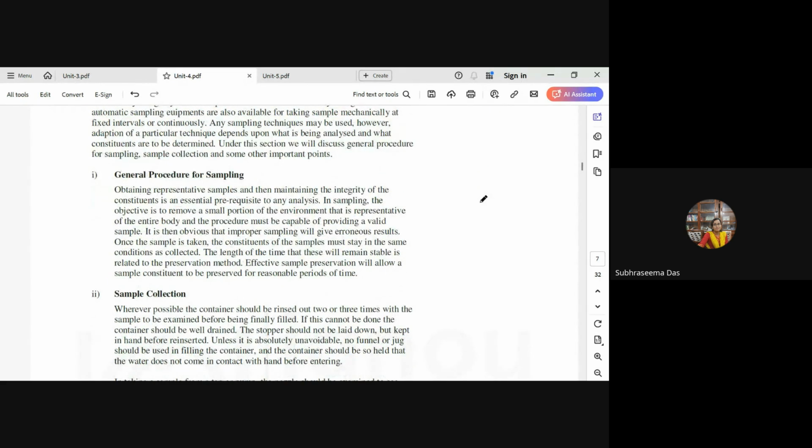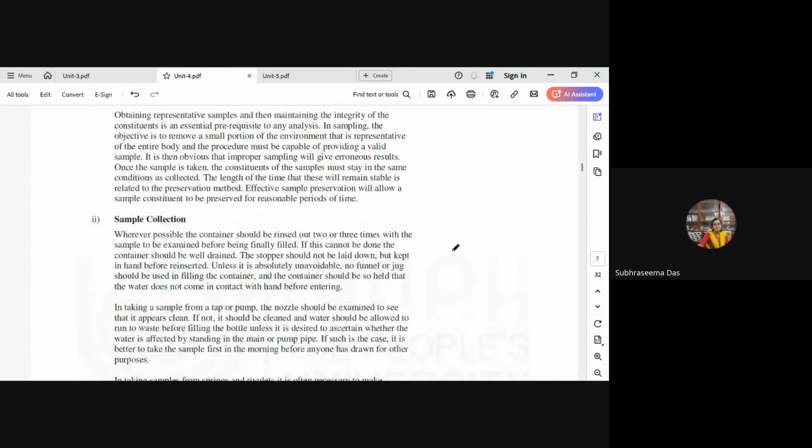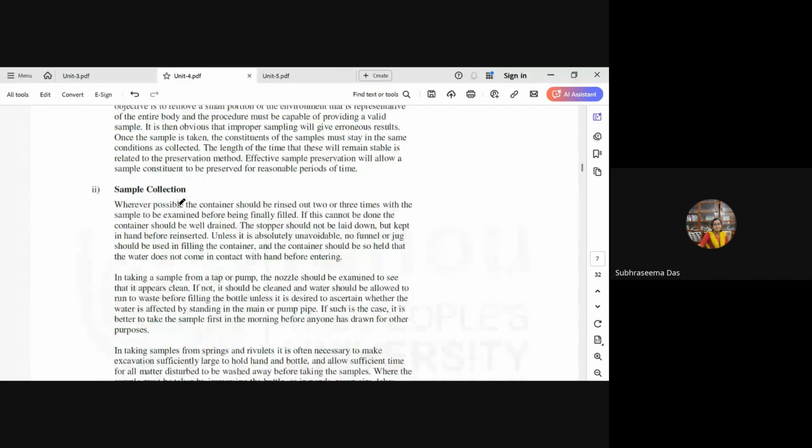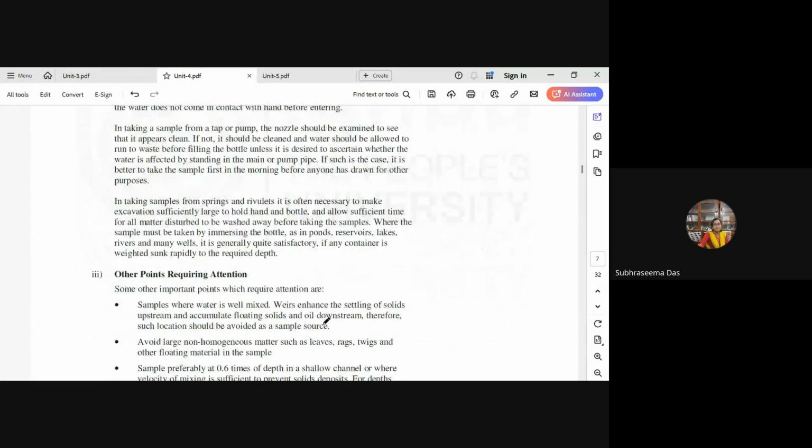Then we will now discuss the general procedure for sample collection of water. When we want to obtain water samples for analysis, the environment must be taken into consideration. The environment of the flow of the river or the lake must be looked into, and other factors should be taken. Whenever it is possible, the container should be washed properly. Then the sample should be kept into the container.